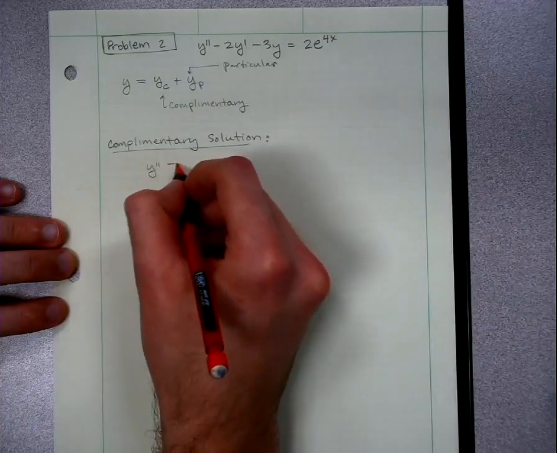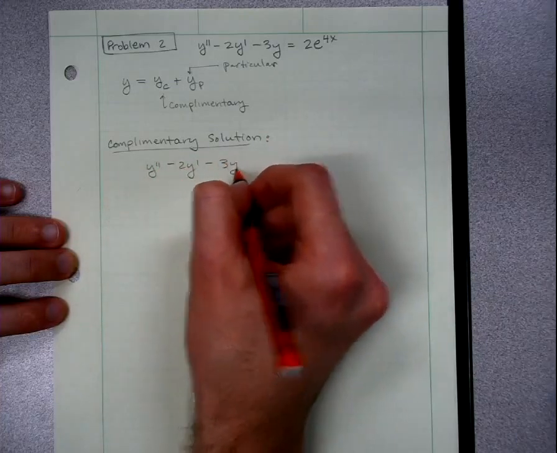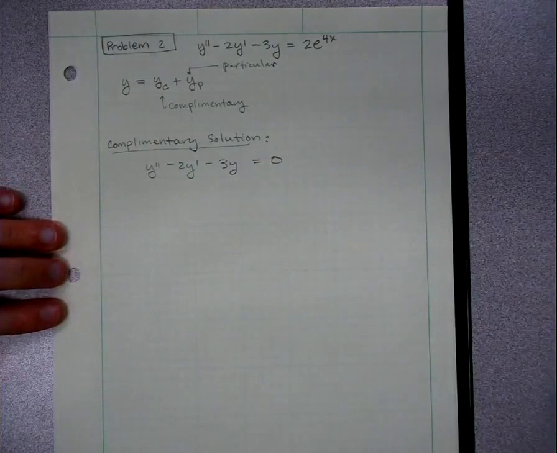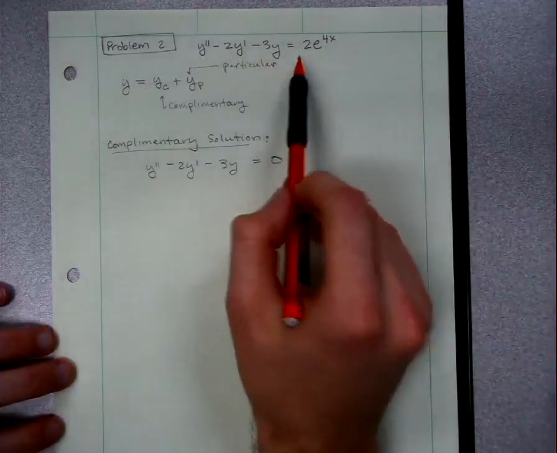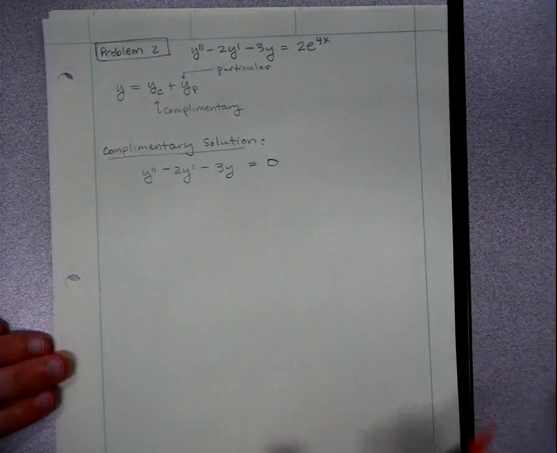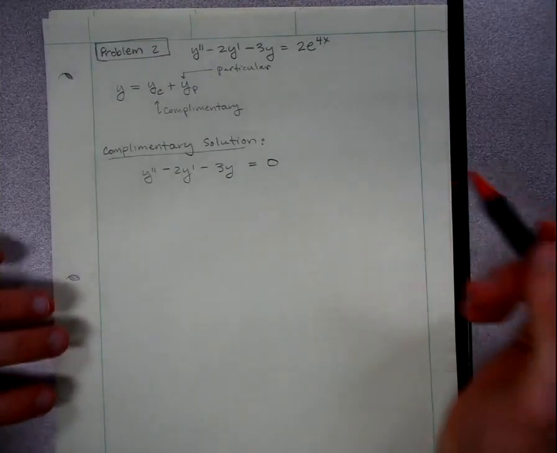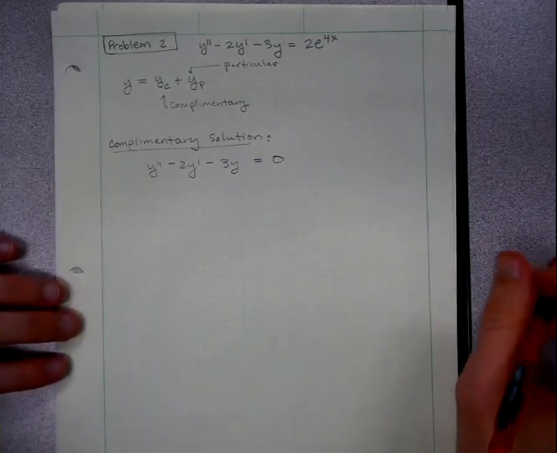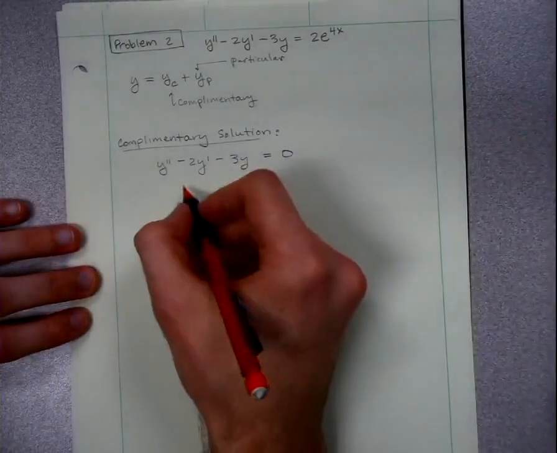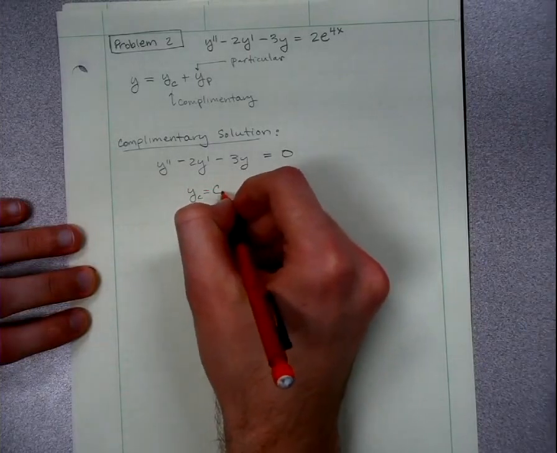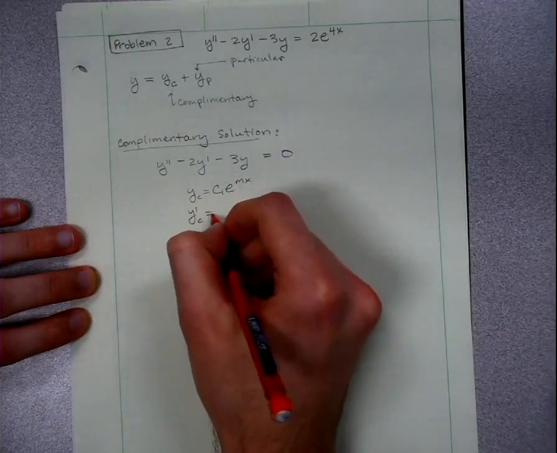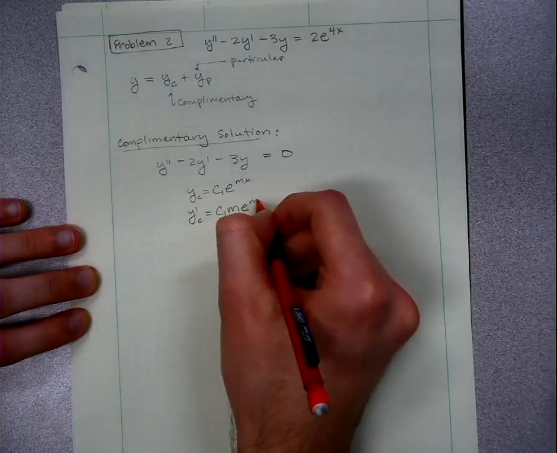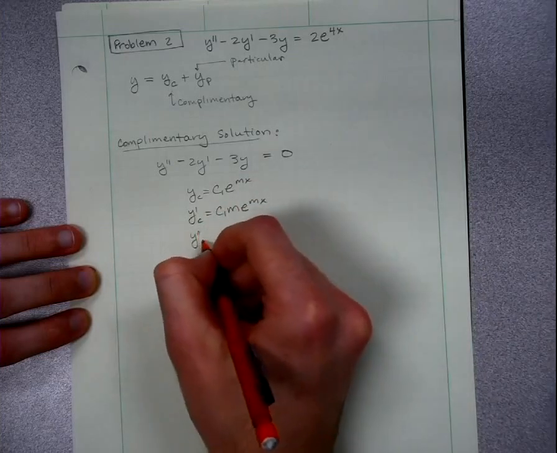We have y double prime minus 2y prime minus 3y equals 0. I'm just rewriting the left-hand side and setting it equal to 0. So we do what we've been doing all semester when we try to solve these. We're going to assume a solution of the form some constant times e to the mx. And you just take the derivative of that, c1 e to mx, y double prime.